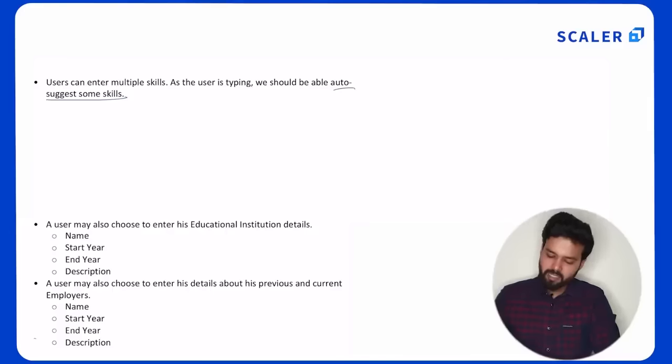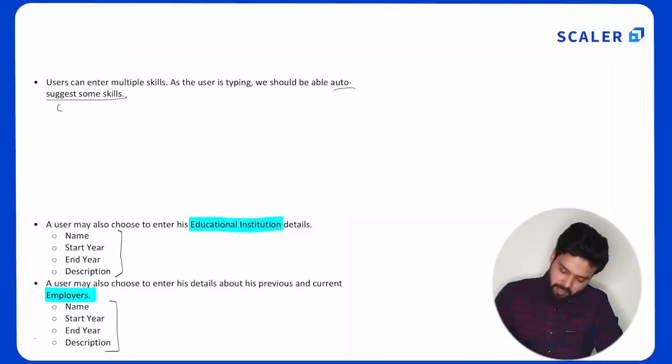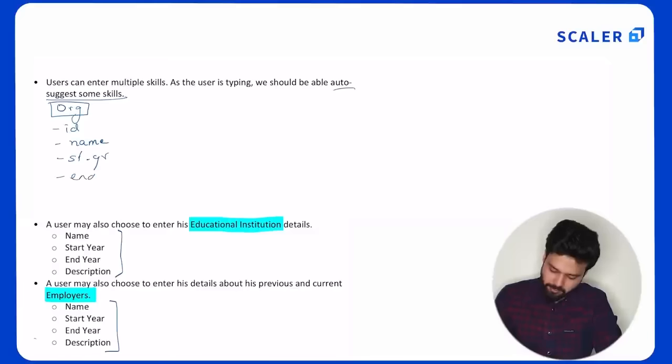If we read the next set of requirements, it states that we need to keep information about educational institutions and employers. And if you look closely, the attributes over here in the educational institutions and the employers are same. So what I can have is I can create an entity called organization. Inside an organization, I can have an ID field and all the other fields that are there, depicting name, start year, end year, and let's say description.